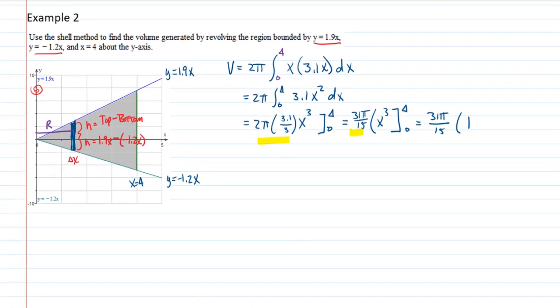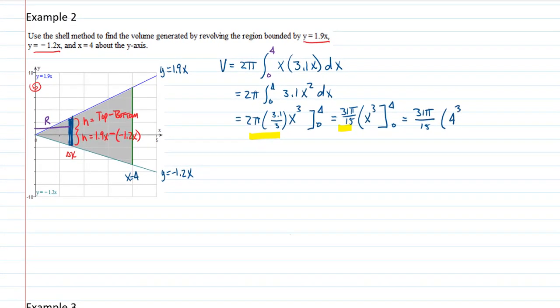And when we plug in our upper bound, that's going to give us 4 cubed, which is 64, minus 0 cubed, which is 0. And so 31 times 64 is 1984 pi over 15. And that would be our final answer. Evaluating the integral is not as difficult as setting up the integral. That's going to be the challenge.